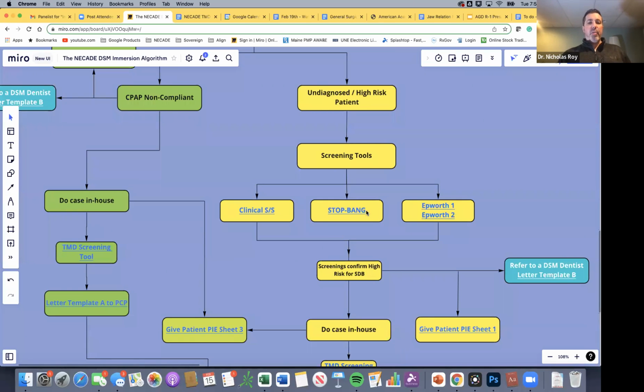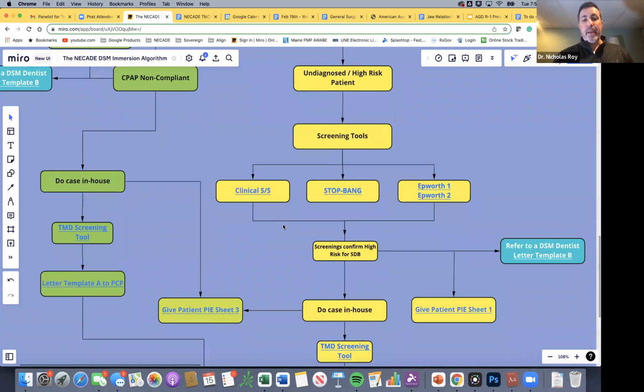The STOP-Bang, I think, is the more updated version of that. STOP-Bang is an acronym that you can use with your patients to hopefully get a sense, are they at high risk? And then clinical signs and symptoms, this is something we put together. It's basically just an aggregation of different signs and symptoms that we can see inside the mouth. Scalloped tongue. The list goes on and on. Narrow arches, high palatal vaults, bimaxillary premolar extraction. So click on that. Those are some things that will give you some awareness. Okay, this patient might be at higher risk for sleep apnea.